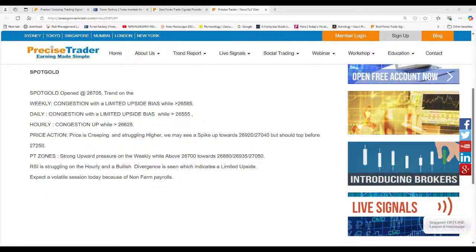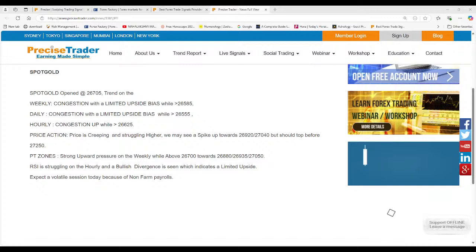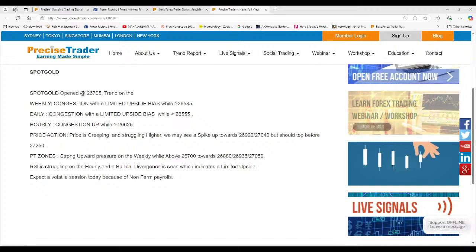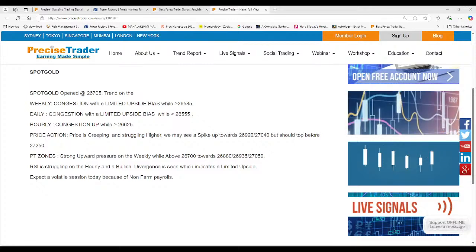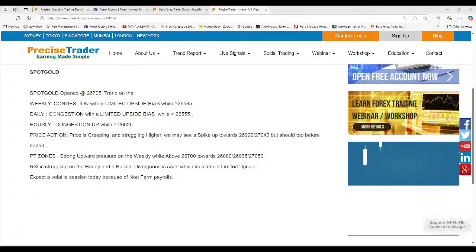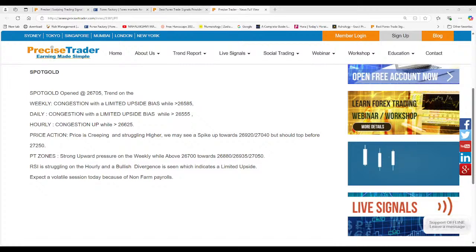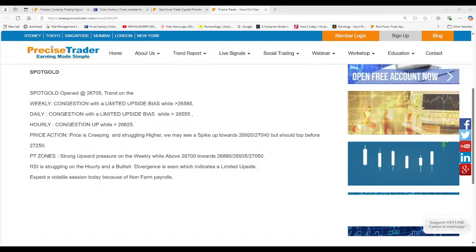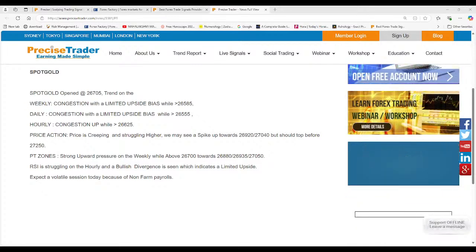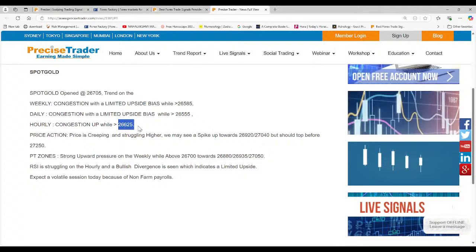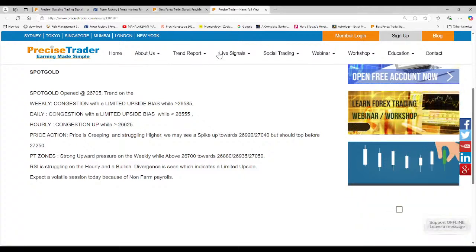When we say limited, that means we are expecting the price to spike up, then turn down. This is while above 2655. So the key level we need to pay attention to is, if 2658.5 and 2655 break, then that indicates that the price has seen the top and we should see the price moving lower. Then on the hourly, we have a congestion up while above 2662.5. So that means we should be going for a buy above 2662, and we should expect the high to break and the price to move.